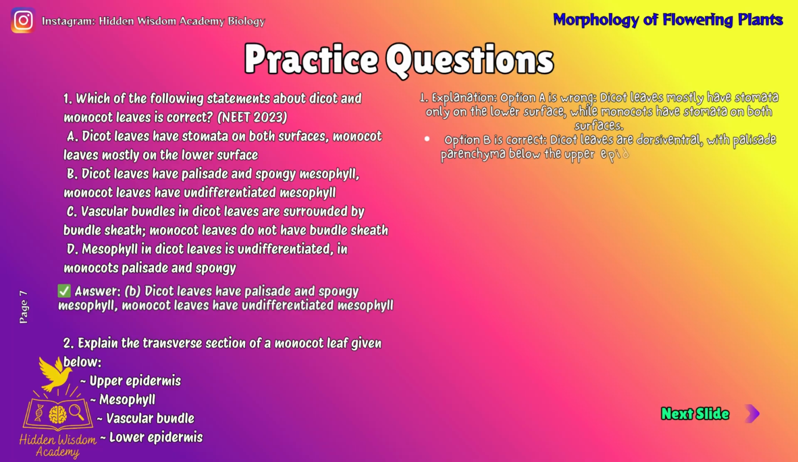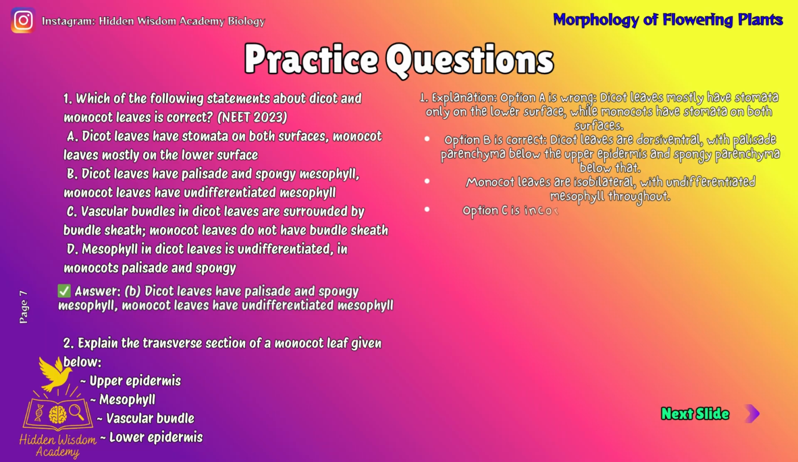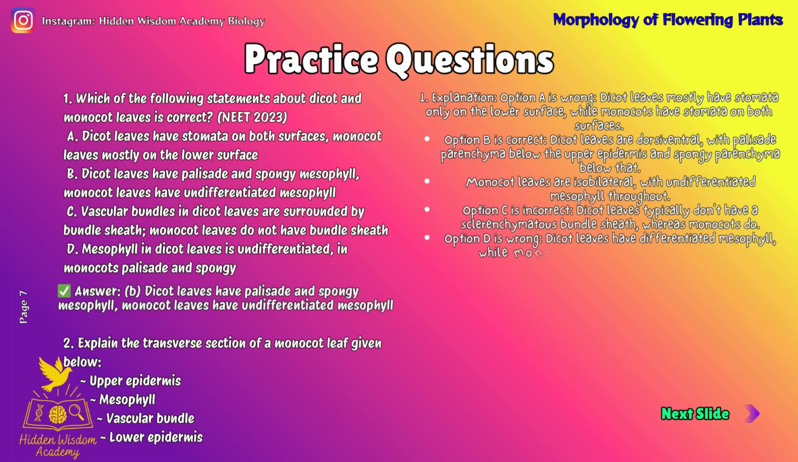Option A: dicot leaves have stomata on both surfaces, monocot leaves mostly on the lower surface. Option B: dicot leaves have palisade and spongy mesophyll, monocot leaves have undifferentiated mesophyll. Option C: vascular bundles in dicot leaves are surrounded by bundle sheath, monocot leaves do not have bundle sheath. Option D: mesophyll in dicot leaves is undifferentiated, in monocots palisade and spongy.